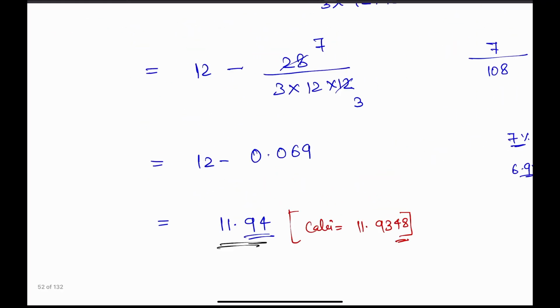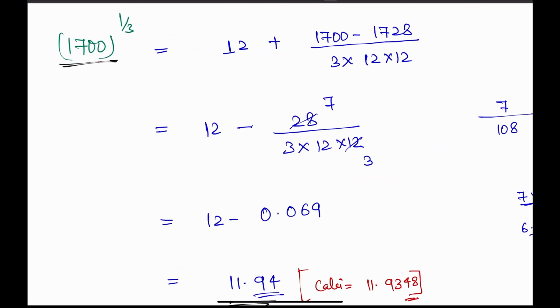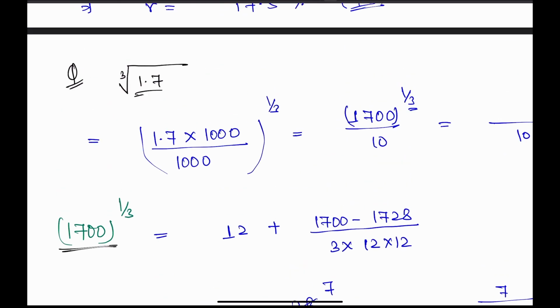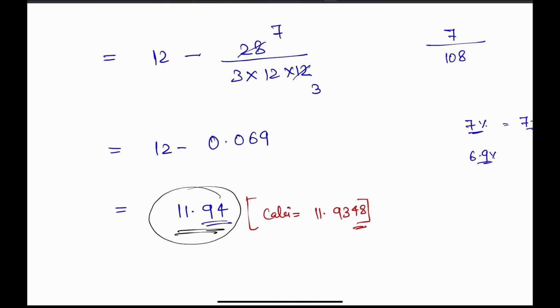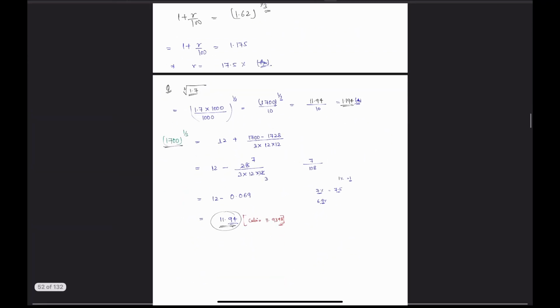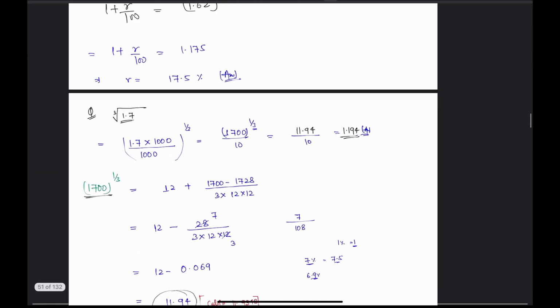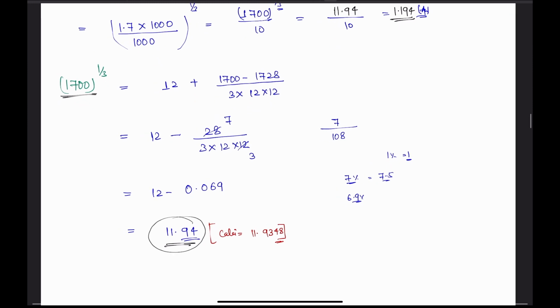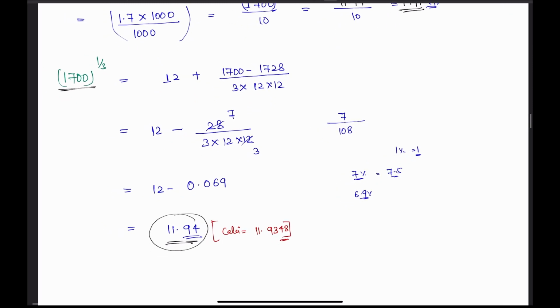But the question was not ending here. This is the value of 1700, but the question is asking 1.7. So this value we are going to put here, 11.94, and the value will be 1.194. See how much decimal we can find so easily. So this is the story of the cube root, and now we will do the square root as well.